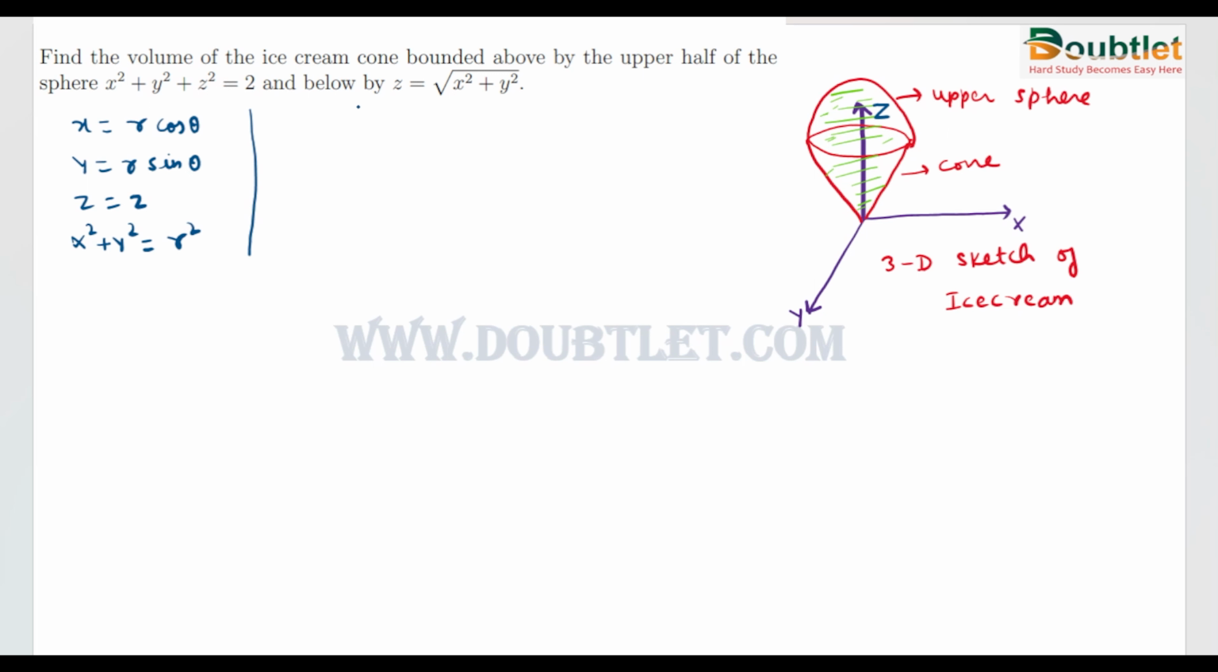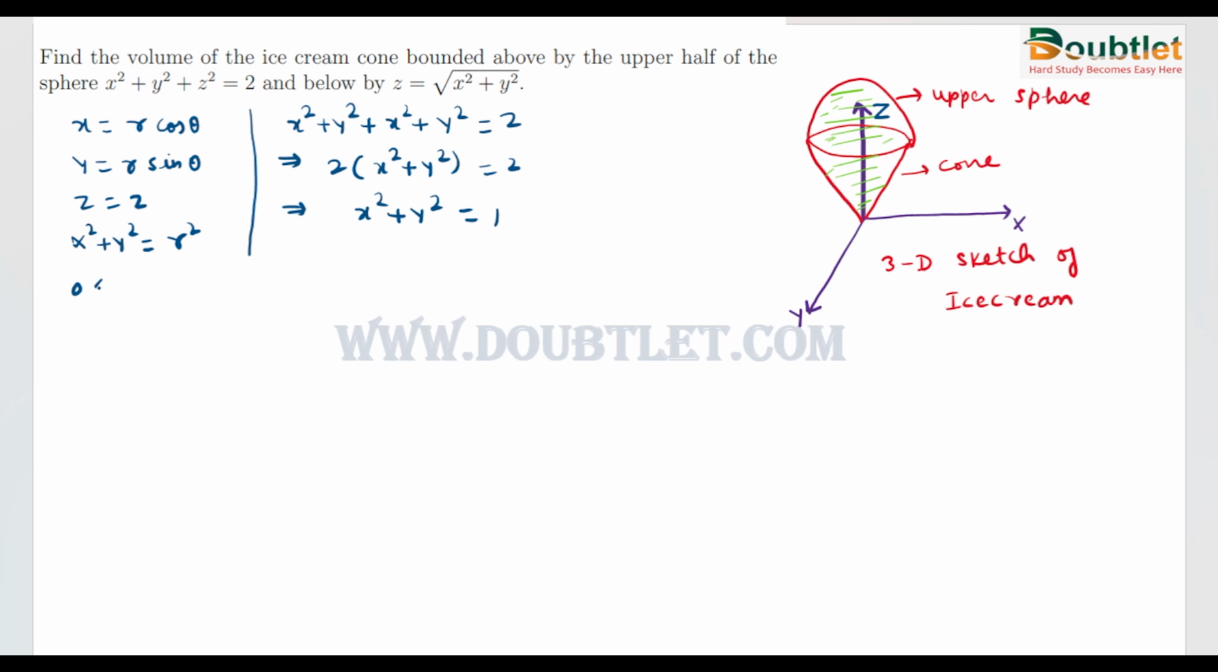This is one thing. If we put the value of z in the sphere equation, then we get x square plus y square. If we square z, the root will be removed, so it will again become x square plus y square, and the sphere equation becomes twice of x square plus y square is equal to 2. If we cancel 2 from both sides, it becomes x square plus y square is equal to 1, which is the equation of a circle centered at 0 with radius 1.